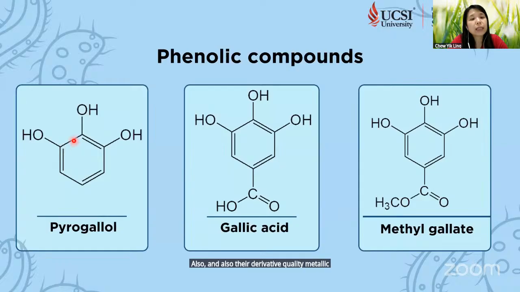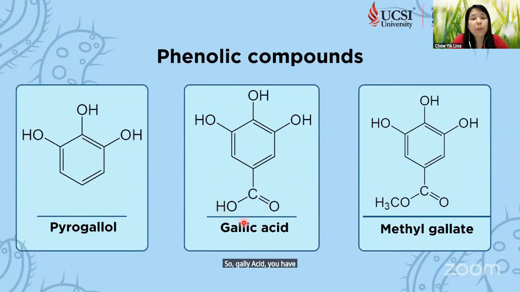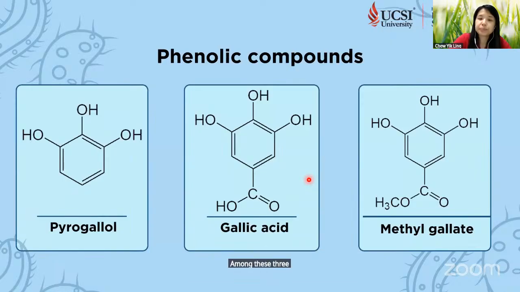When you look at the structures of these three compounds, you can see that they only differ in this side chain. Gallic acid has a carboxylic acid group here. Methyl gallate has a methyl ester group here. Whereas pyrogallol has nothing here. So that is the small difference that we notice among these three polyphenols.